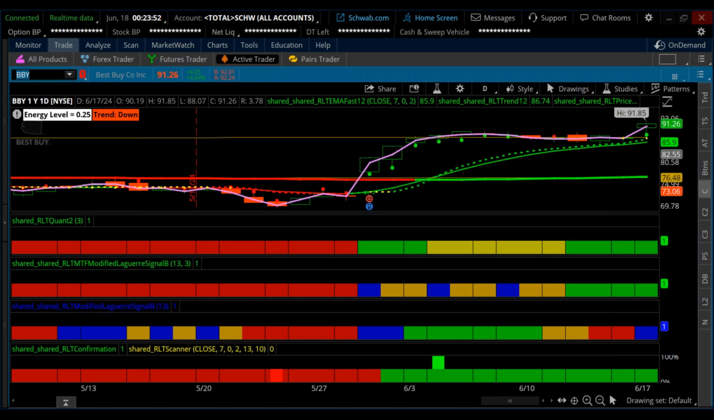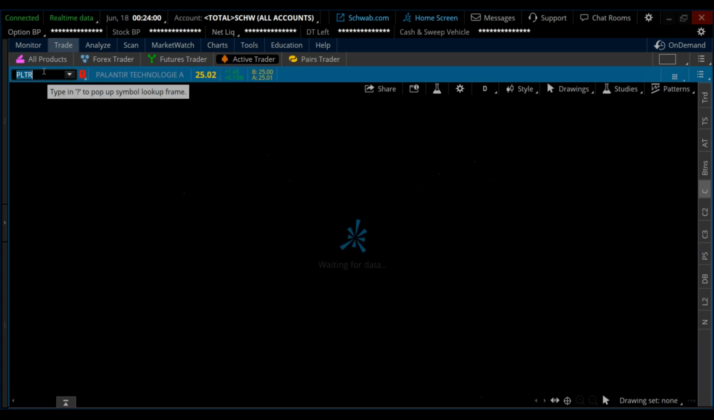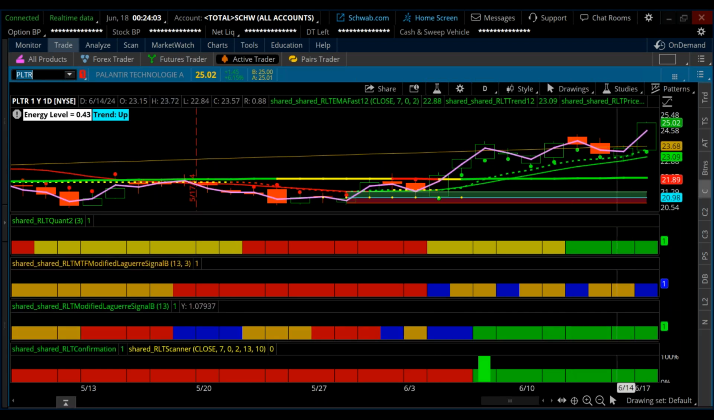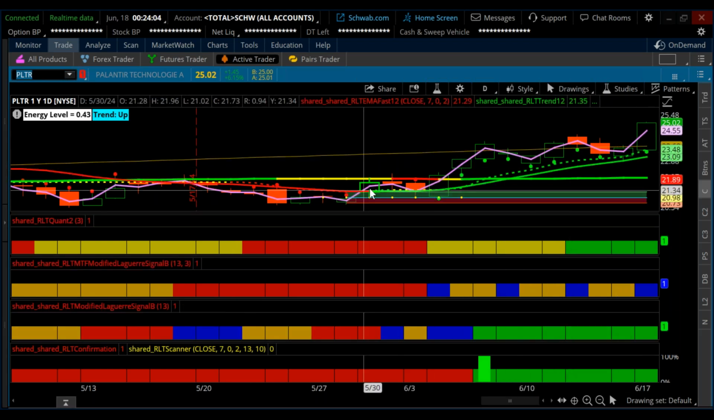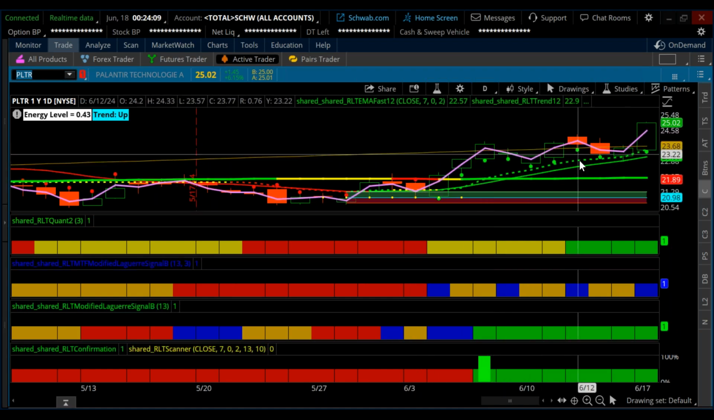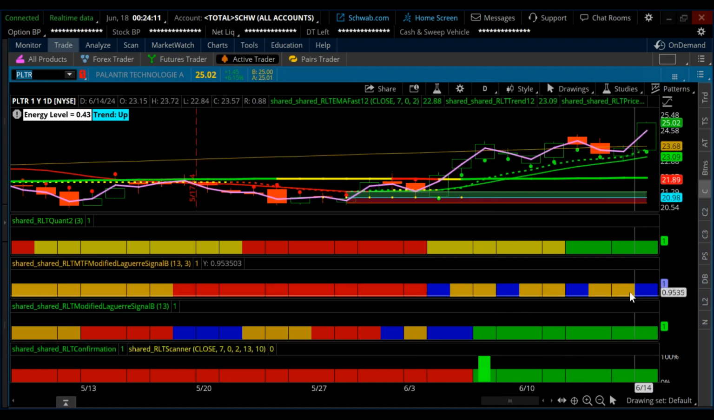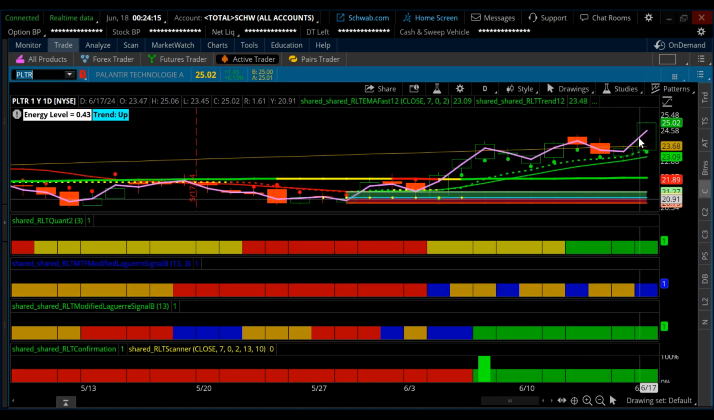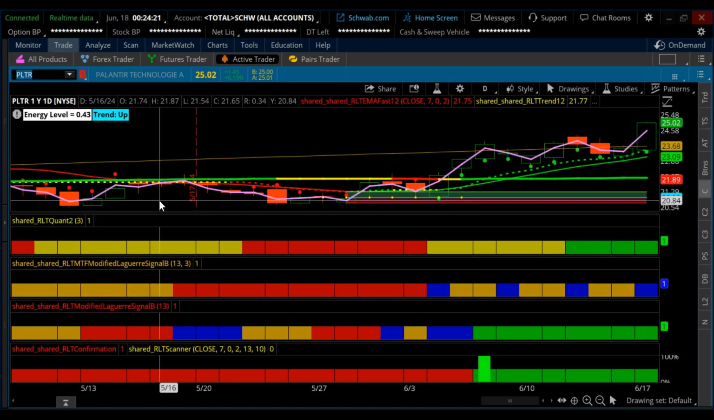In that BBY. So that's how we find these things, and it's really important because the Compass system is telling you whether the institutions are in these or not. You can see here's Palantir. It's been kind of weak lately, but it's moving up and chopping. But here's a big candle today where we went from yellow to blue on the daily chart, and everything else is bullish. This is a beautiful breakout. This is telling you that the institutions are in there buying Palantir today.